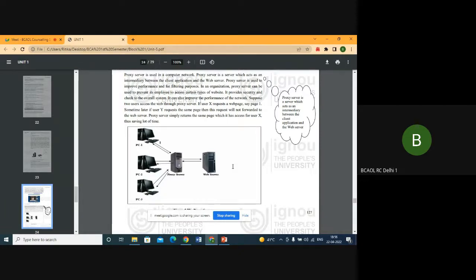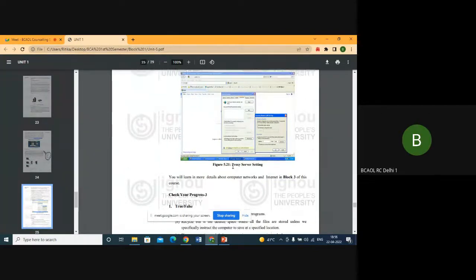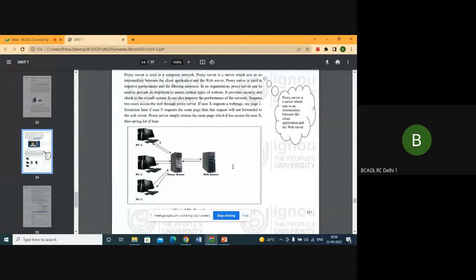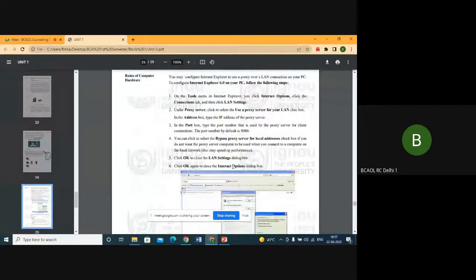Right? You are not directly talking to the server. You are talking to the proxy in between. So that kind of a thing. Is it a kind of dummy server, ma'am? Dummy server means it's a mirror of the main server. You cannot say it is a dummy server. It's an intermediary between the client and the web server. Okay, ma'am. It's used basically to improve performance and for filtering purposes. Sometimes your applications require certain things, so you need proxy servers for that. So they are just telling you only about proxy servers.